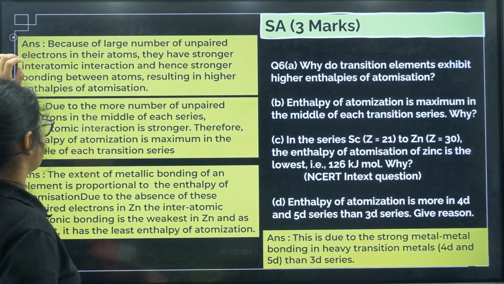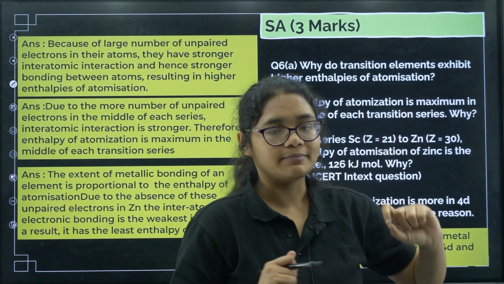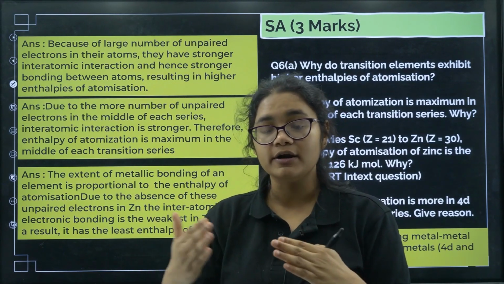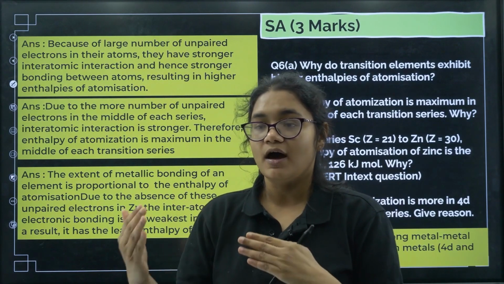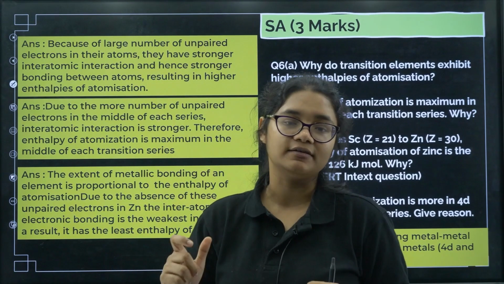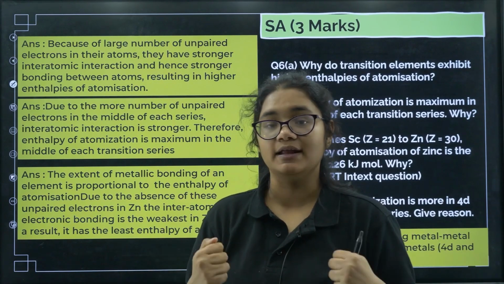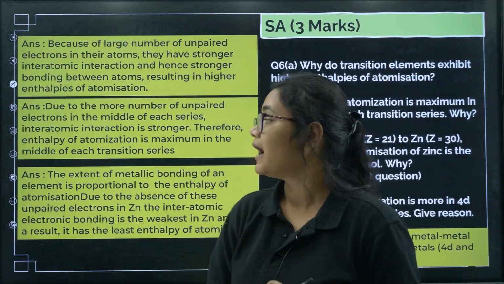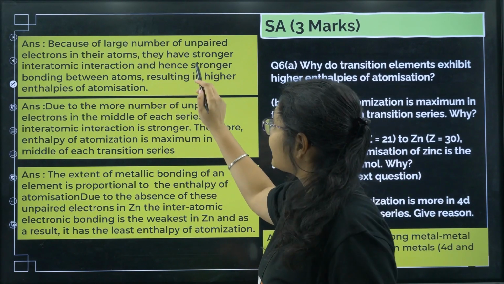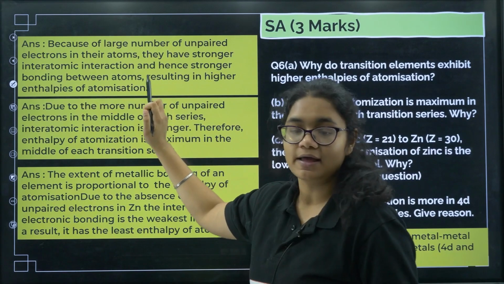So first of all, what happens? Enthalpy of atomization is higher in transition metals because they have unpaired electrons, and these unpaired electrons can be involved in interatomic metallic bonding. Okay, so when metallic bonding is there, the interatomic forces increase and it becomes very difficult to separate the atoms. So that is why the enthalpy of atomization is very high. Because of the large number of unpaired electrons in the atoms, they have stronger interatomic interaction and hence stronger bonding between the atoms.